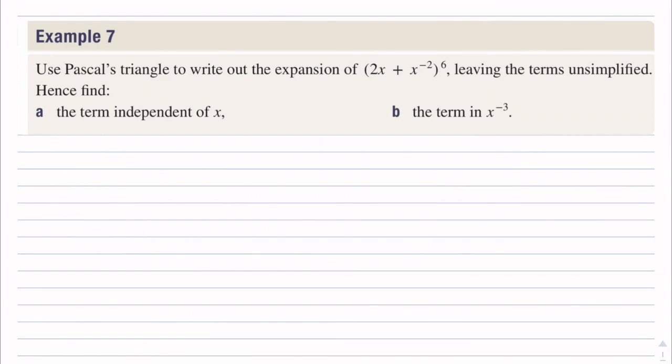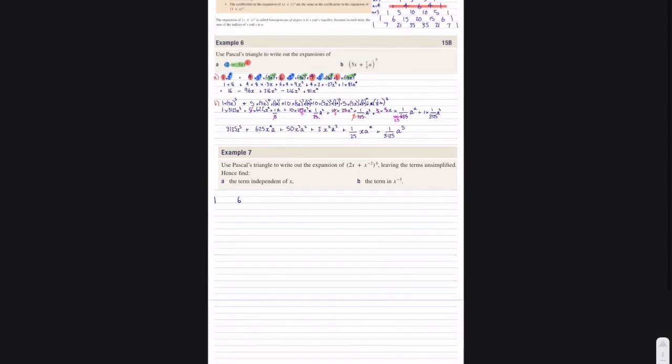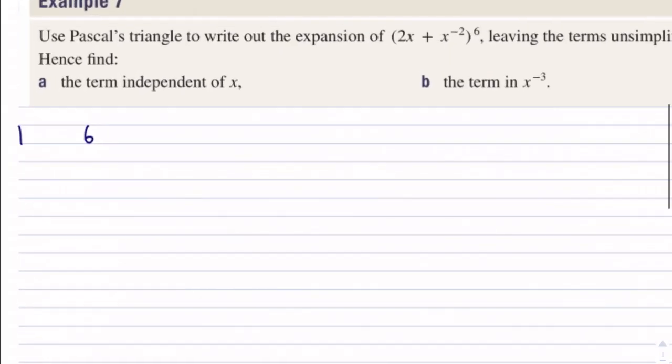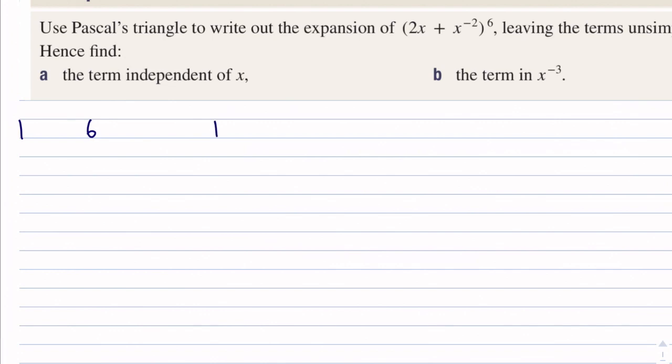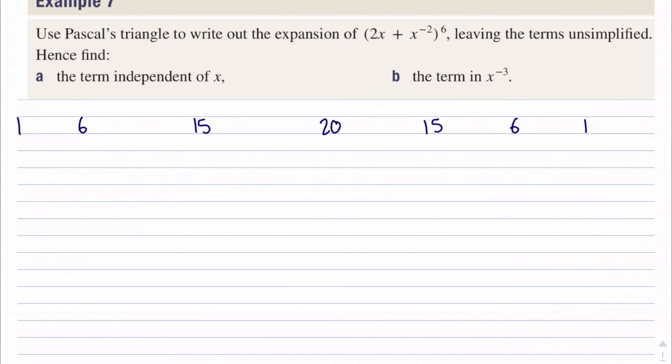So it's 6, so we've got 1, 6. Actually, I don't need that much room for the 1. 6. What's after 6? 15. 20. 15. 6. 1. Okay. And a plus in front of each of these.